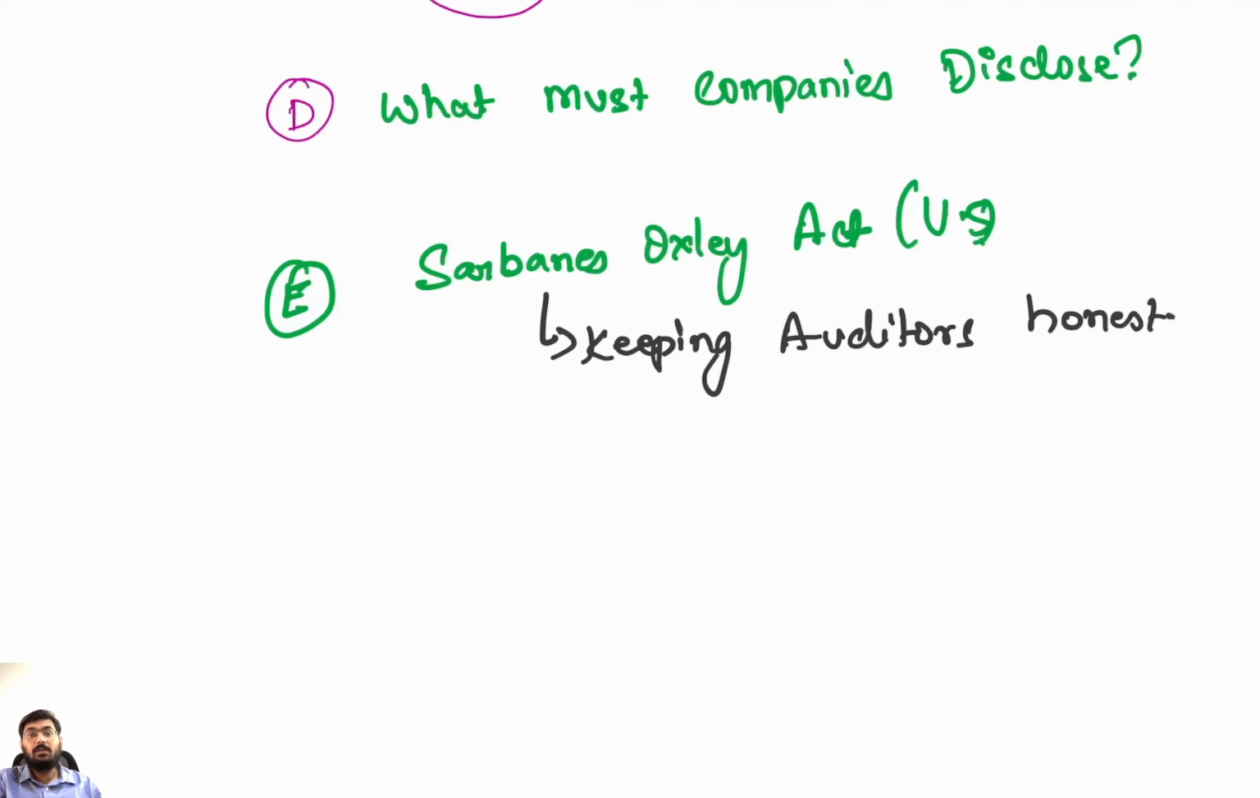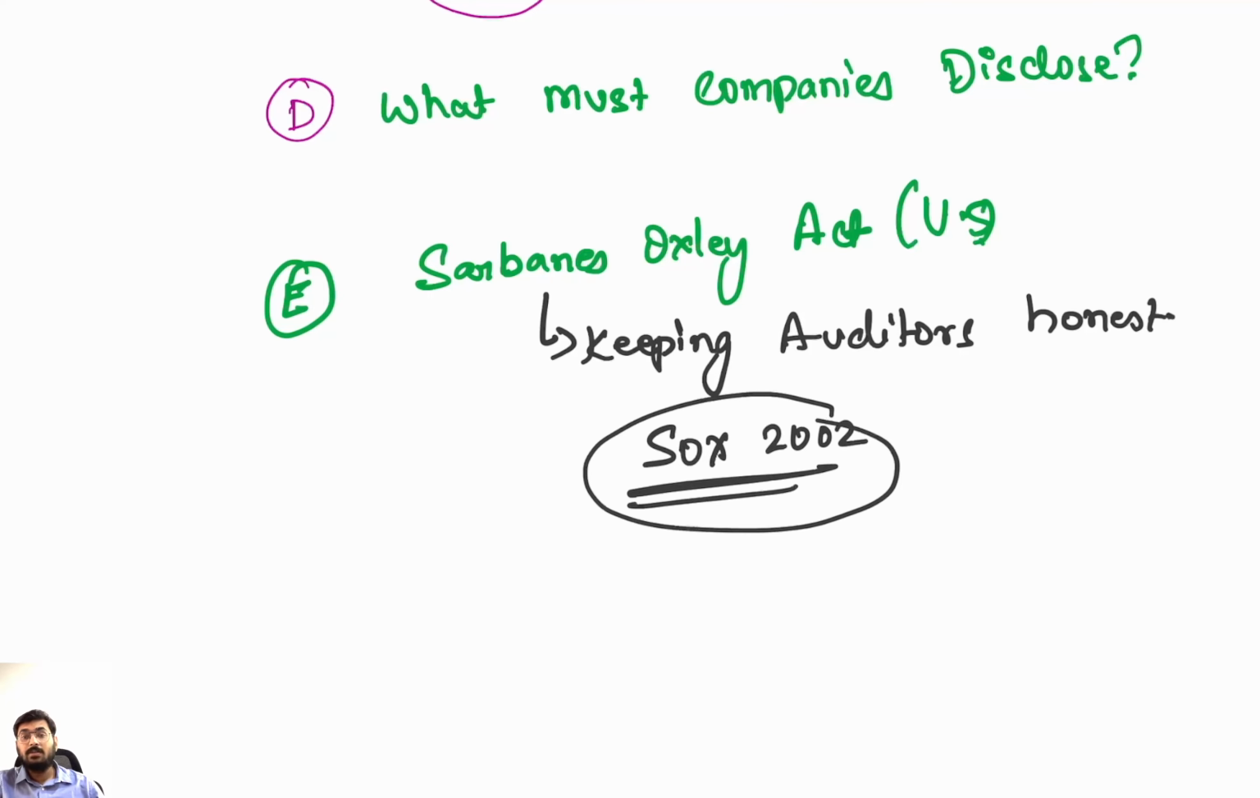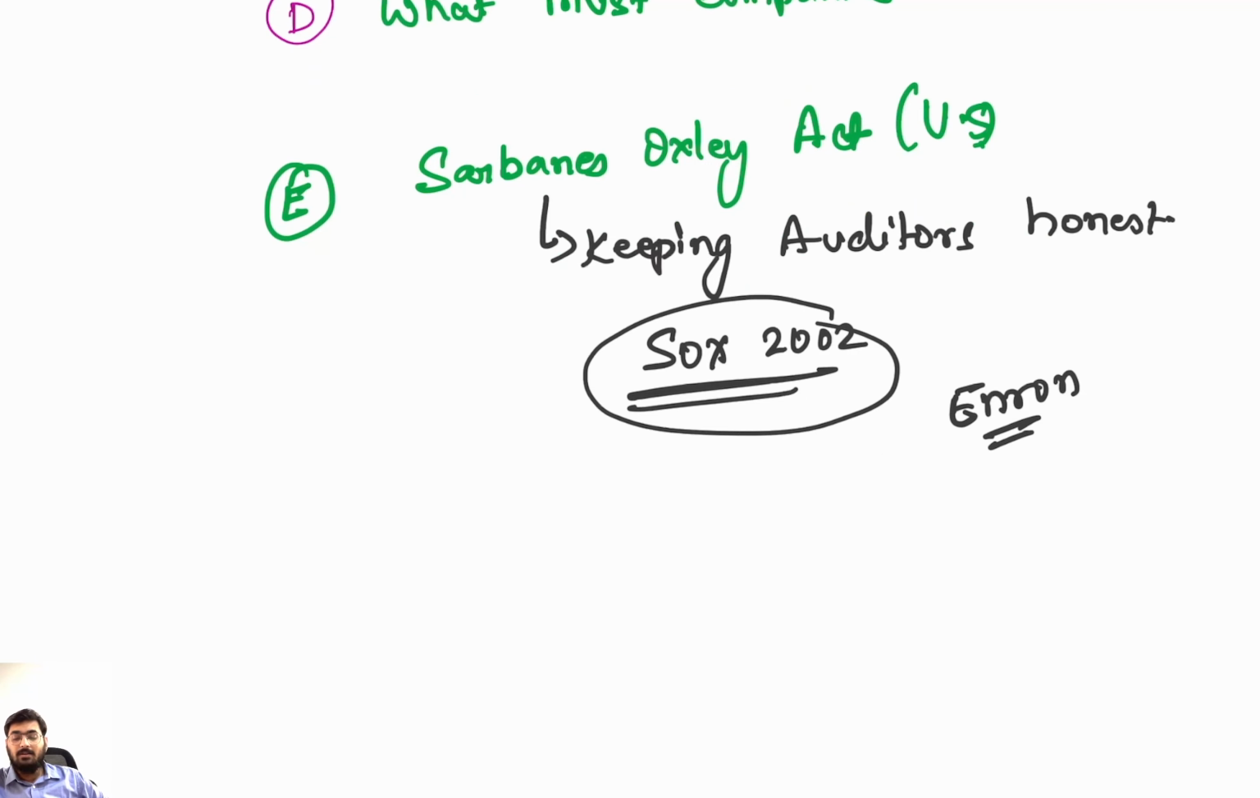It's for keeping the auditors honest. After that big Enron scandal, where the company created their own books and fooled the investors, the US introduced a strict law, that is SOX, in 2002. Clear? This is a very strict law introduced after a very big scandal, the Enron scandal. They actually drafted their own financial statements to fool the investors, because at that time there were no such rules and regulations.